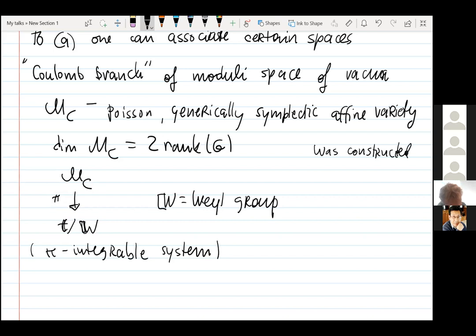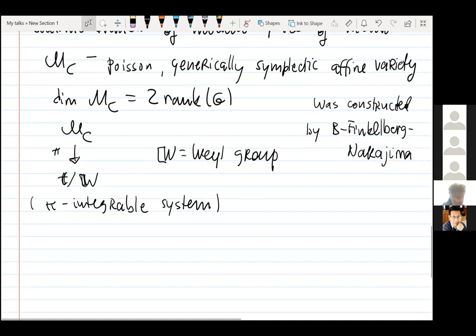So for some time there was actually a question how to construct it. There's a longer list of properties. This was constructed in a series of papers by myself, Finkelberg, and Nakajima. I'm going to recall this construction later, but from a slightly different point of view. So this is already an interesting space, even in the case when the representation is zero. And in fact, I'll say later what the space is.